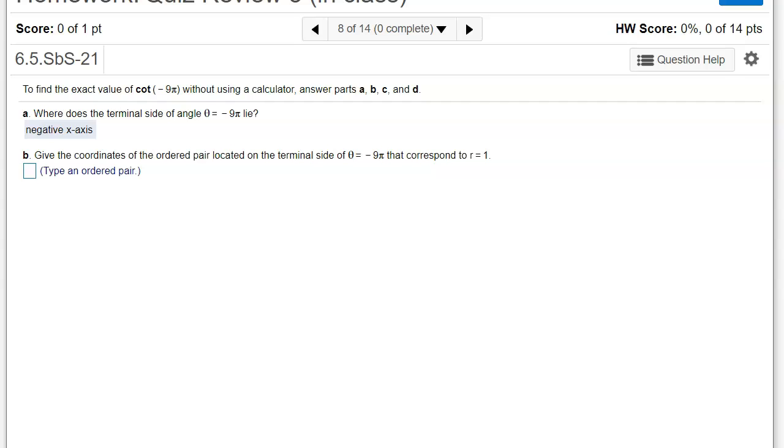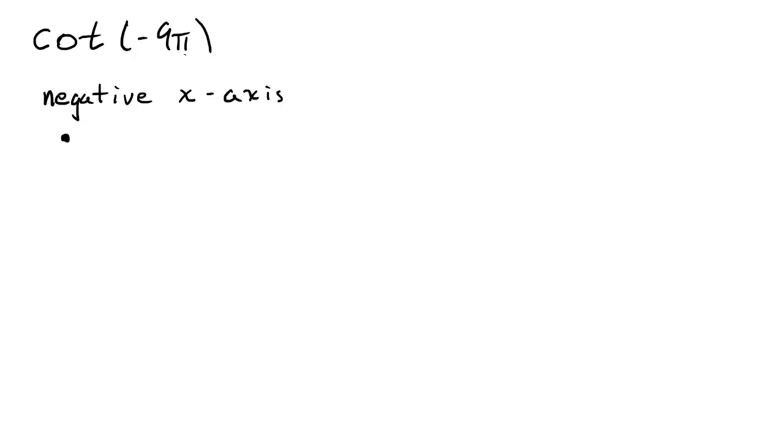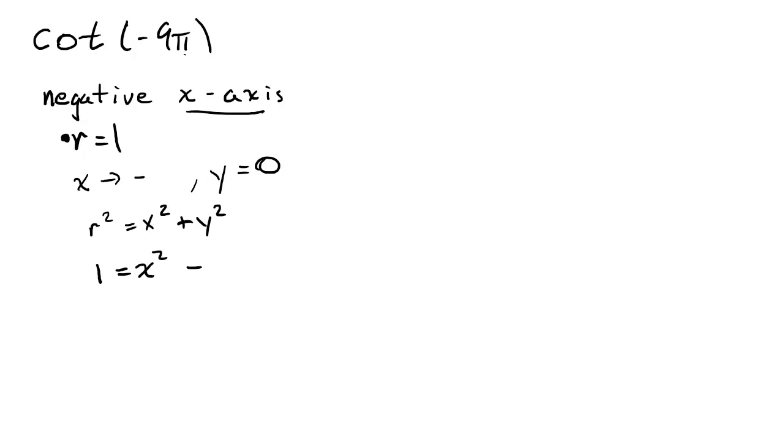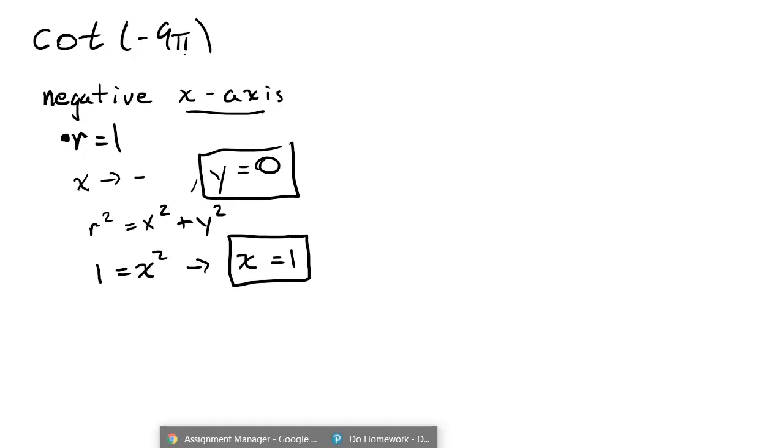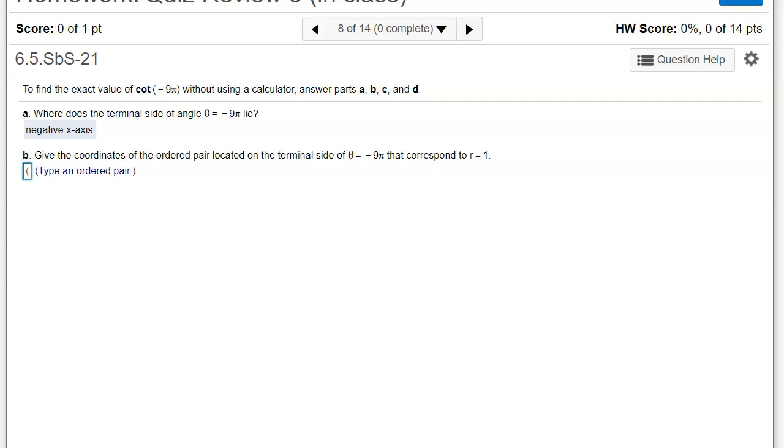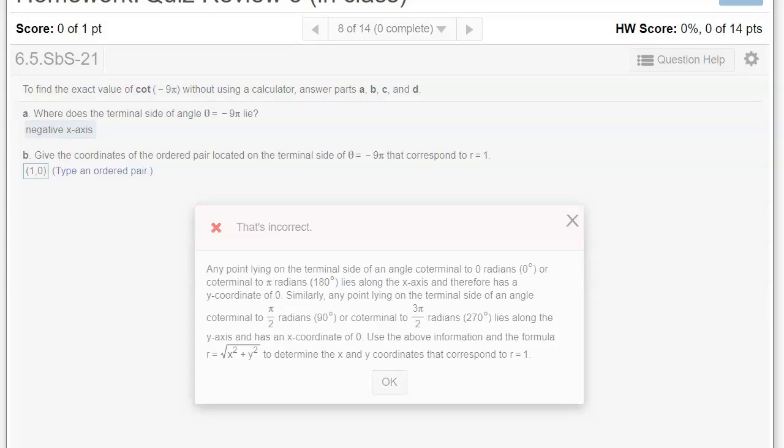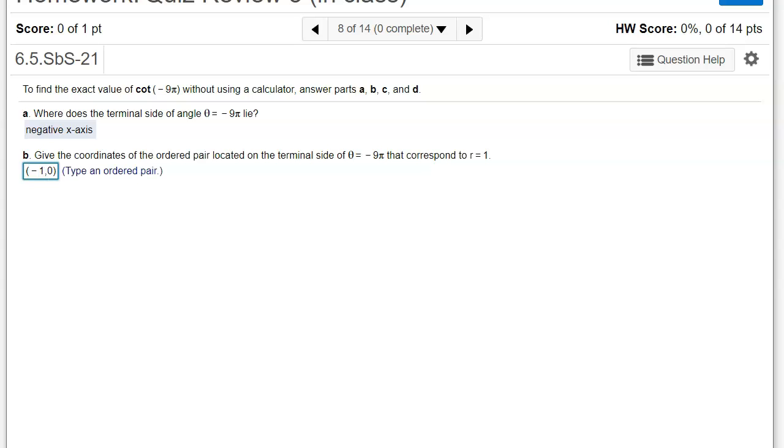Notice that it's saying r is equal to 1 right there. When r is set to 1, if we're on the negative x-axis, that means x is going to be some negative number, and y is going to equal 0 because we're on the x-axis. Just by looking at our r squared equals x squared plus y squared formula, this is just the Pythagorean theorem. So 1 is equal to x squared, and since x is negative, x is equal to negative 1. So our coordinate is negative 1, 0. I'll go ahead and type that in. Oh, I'm sorry, I forgot the negative. Negative 1, 0. There we go.